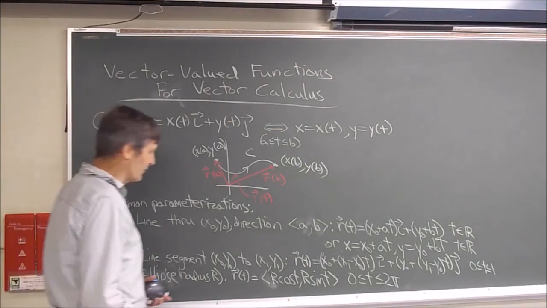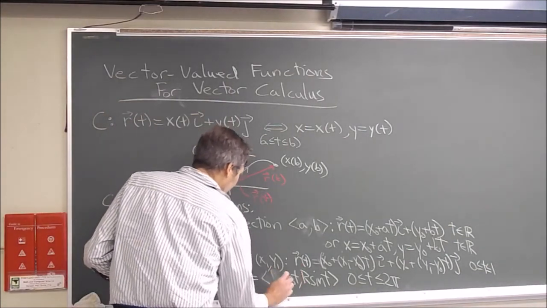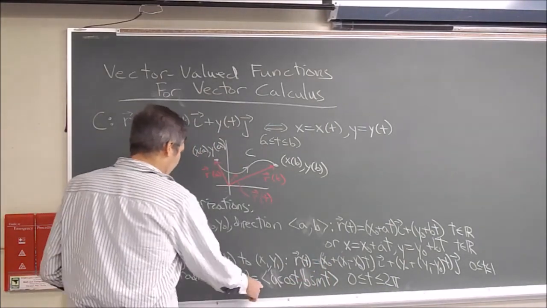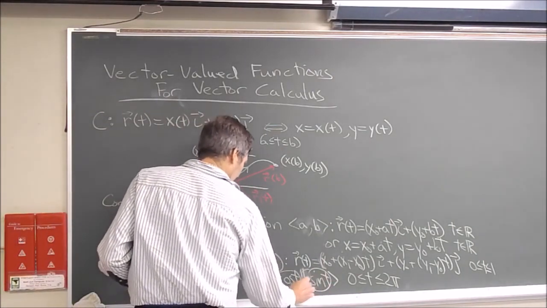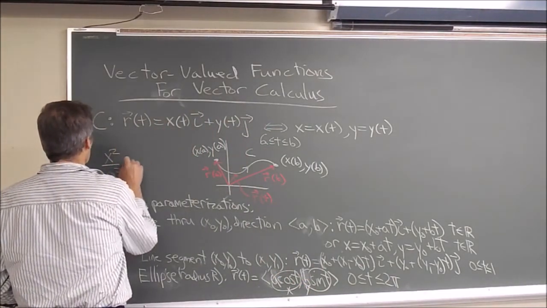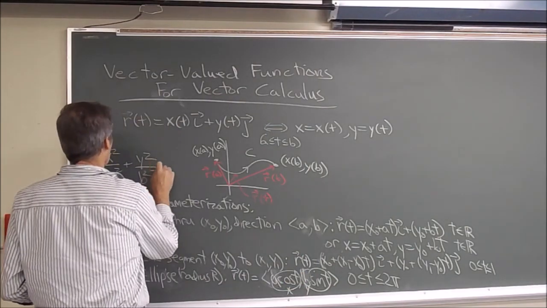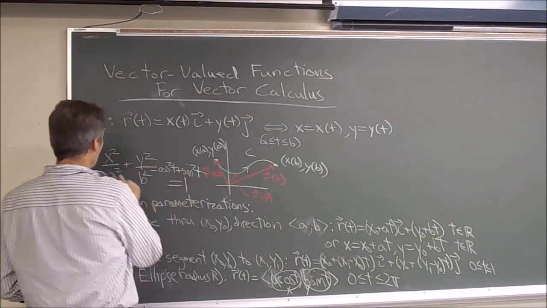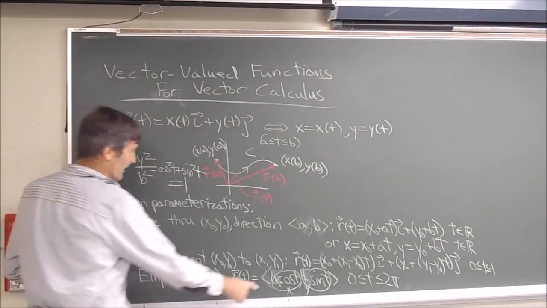T is no longer the central angle except when you're along an axis. But if you put r of t equal a cosine t, b sine t, what you find out is that, letting x and y, x squared over a squared plus y squared over b squared is cosine squared plus sine squared, which is 1. This parameterization sweeps out an ellipse of semi-axes a and b.